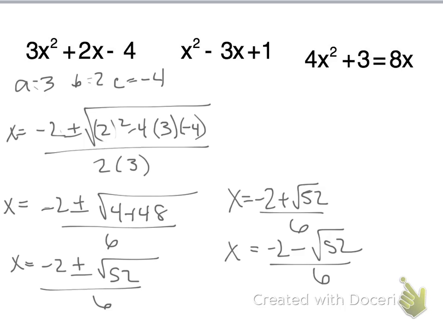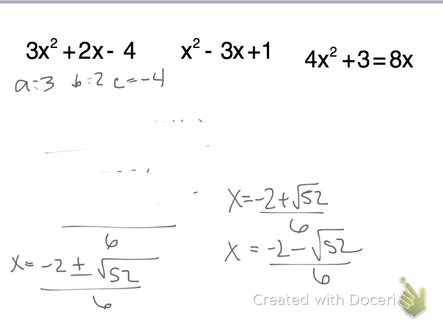When you plug it into your calculator, you're going to do negative 2 plus the square root of 52, press enter, and divide by 6, and then negative 2 minus the square root of 52, press enter, and then divide by 6. I'm going to go ahead and erase this so I have room for the next one.